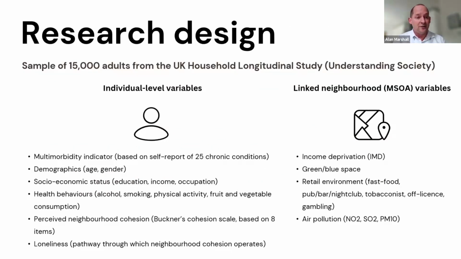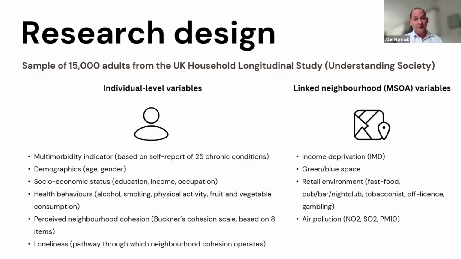We also have information on demographics, people's age, their gender. We have a whole set of information on people's social circumstances. So that includes things like their education levels through qualifications, their income, and also the kind of occupation they do, which we put on a scale going from professional occupations down to unskilled occupations. We have detailed information on health behaviours, so things like alcohol consumption, physical activity, fruit and vegetable consumption, and smoking.